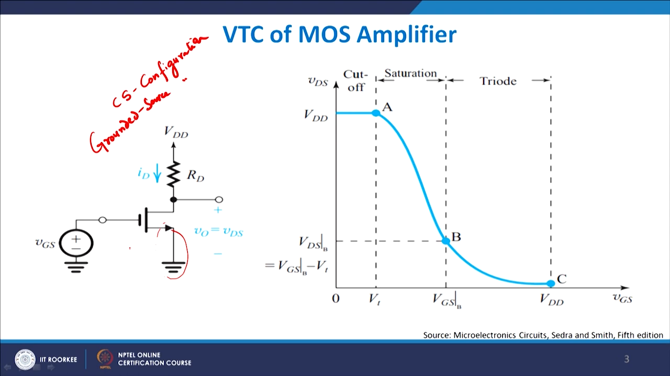The reason being, your source is grounded, so source voltage is always held equal to 0. Whatever gate voltage you give here is equal to the gate to source voltage. So your gate voltage Vg in this case is always equal to Vgs. You should be very careful about this point. I again want to restress one important point which you should always be careful about: notation.